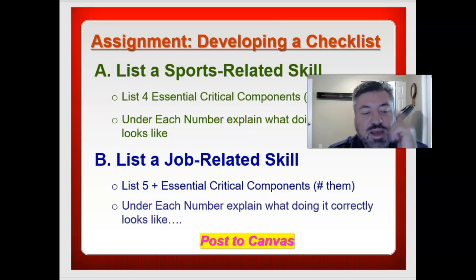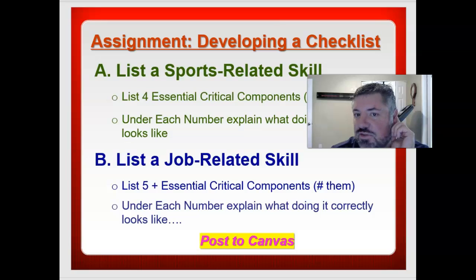All right, now that we've done our journal activity, we want to beef it up a little bit for our assignment. So take your journal activity you just did on paper. We'll have an A and a B. You're going to list your sports-related skill with your essential skills or components, and under each number, you'll have your bullets of your breakdown, but then explain in that bullet what doing it correctly looks like.